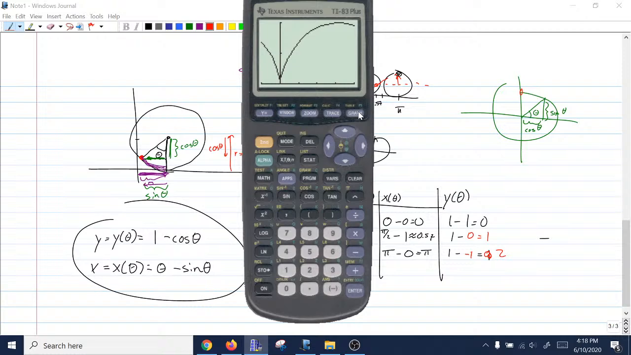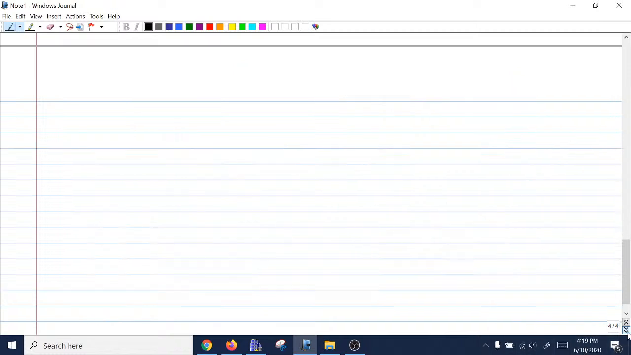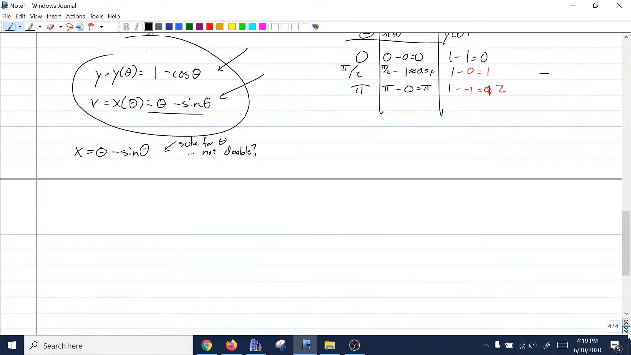I guess first off, let's talk about the idea of eliminating the parameter. You should know, in theory, it's possible to convert these things from parametric to a regular form of the function. The idea is I want to pick one of these functions and solve for it. Solving the equation x equals theta minus sine theta for theta, that's probably not doable. So forget that one. We don't have a shot at this one. The y one we probably do have a shot.